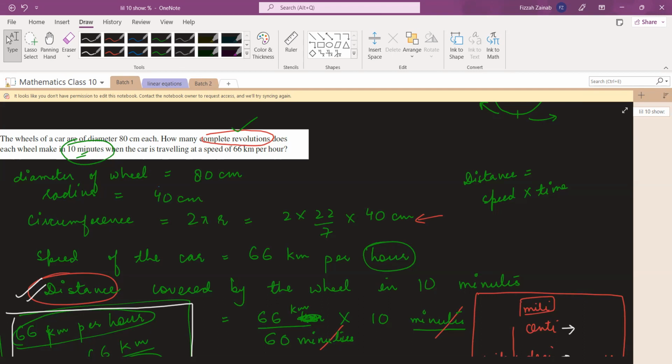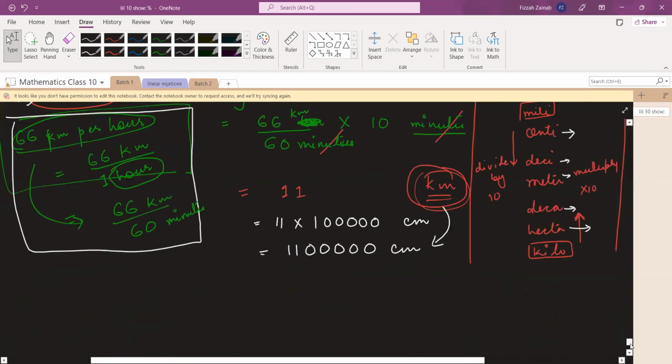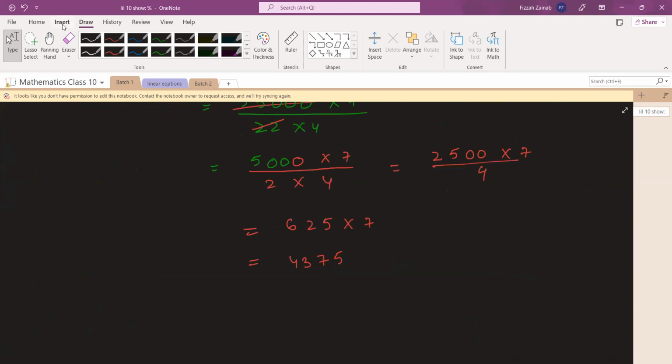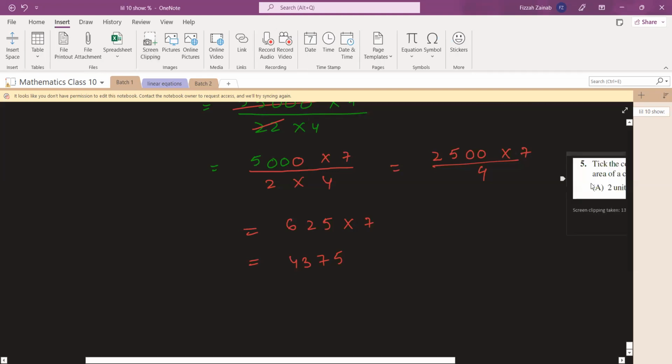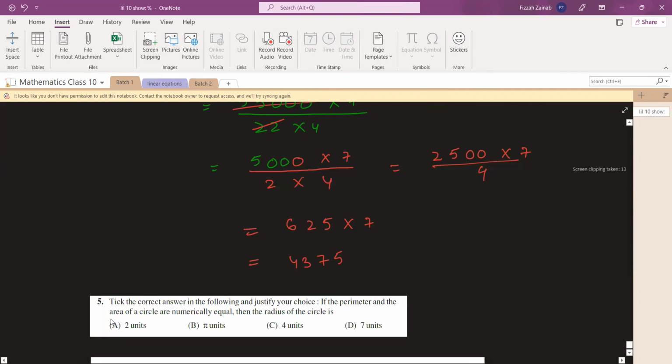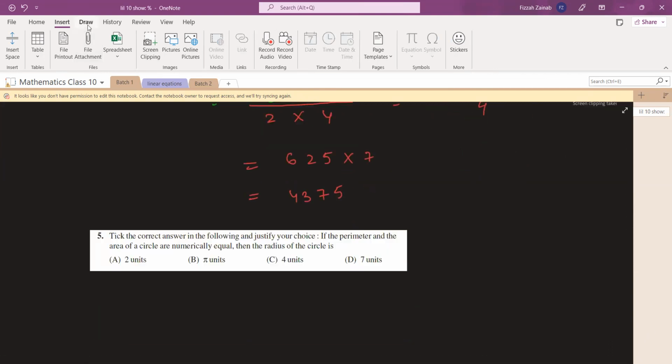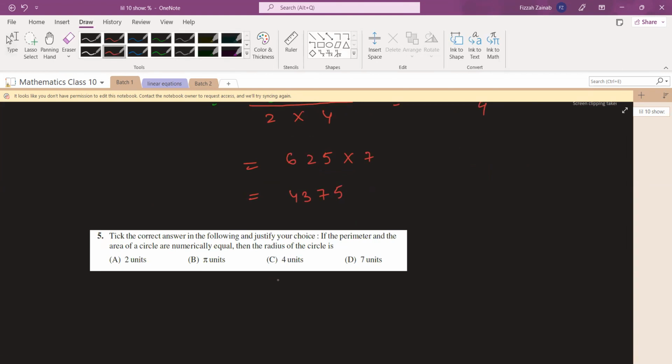And let us do the 5th question also. Just take the correct answer. Let us try to understand question number 5. Now see here, take the correct answer in the following and justify your choice. If the perimeter and the area of the circle are numerically equal, then the radius of the circle is.